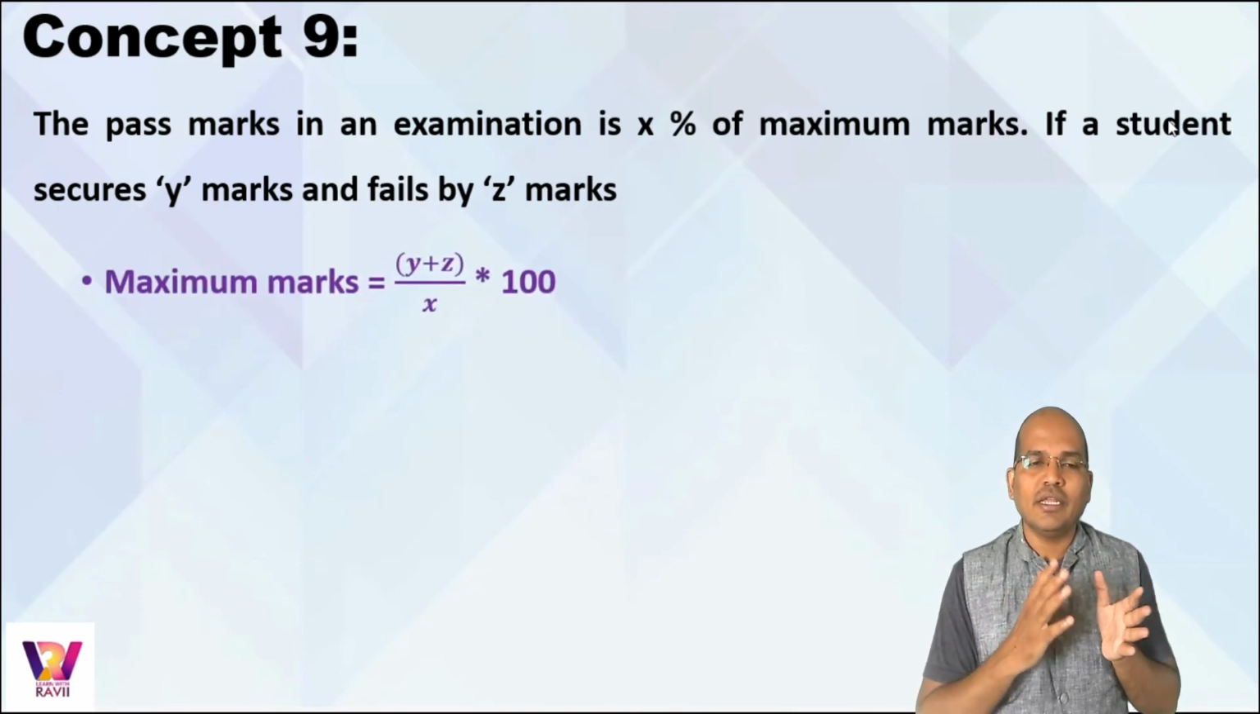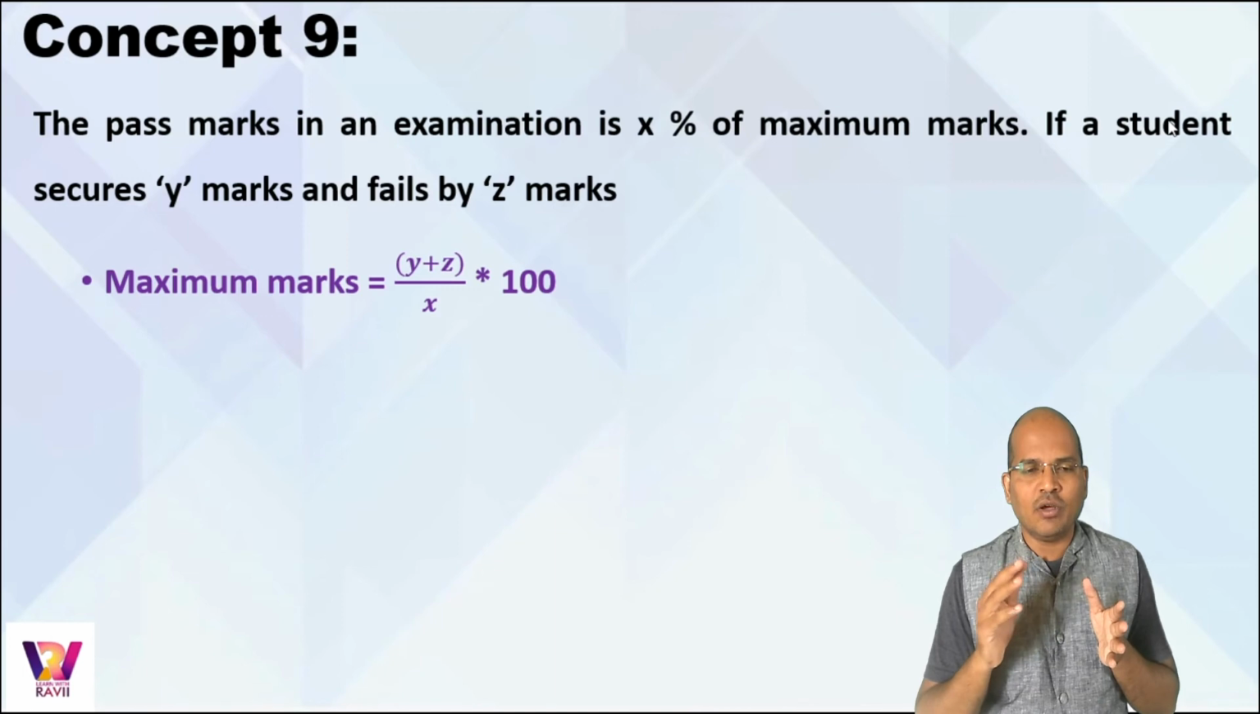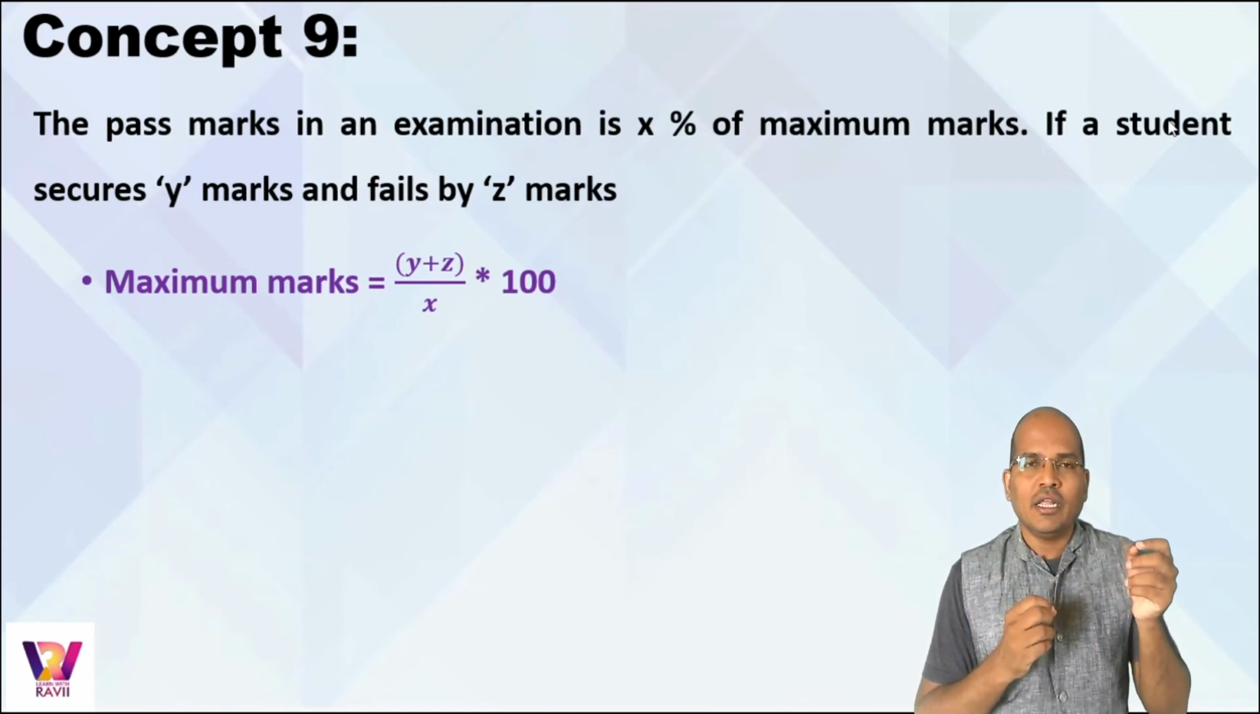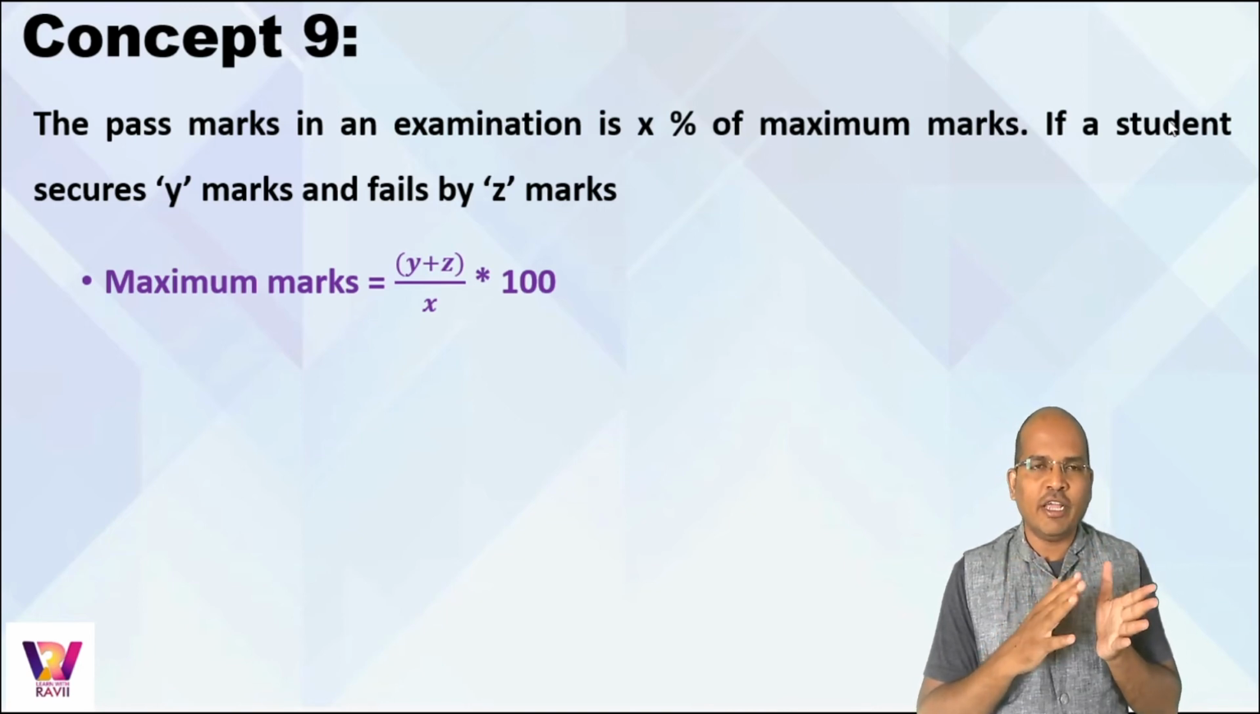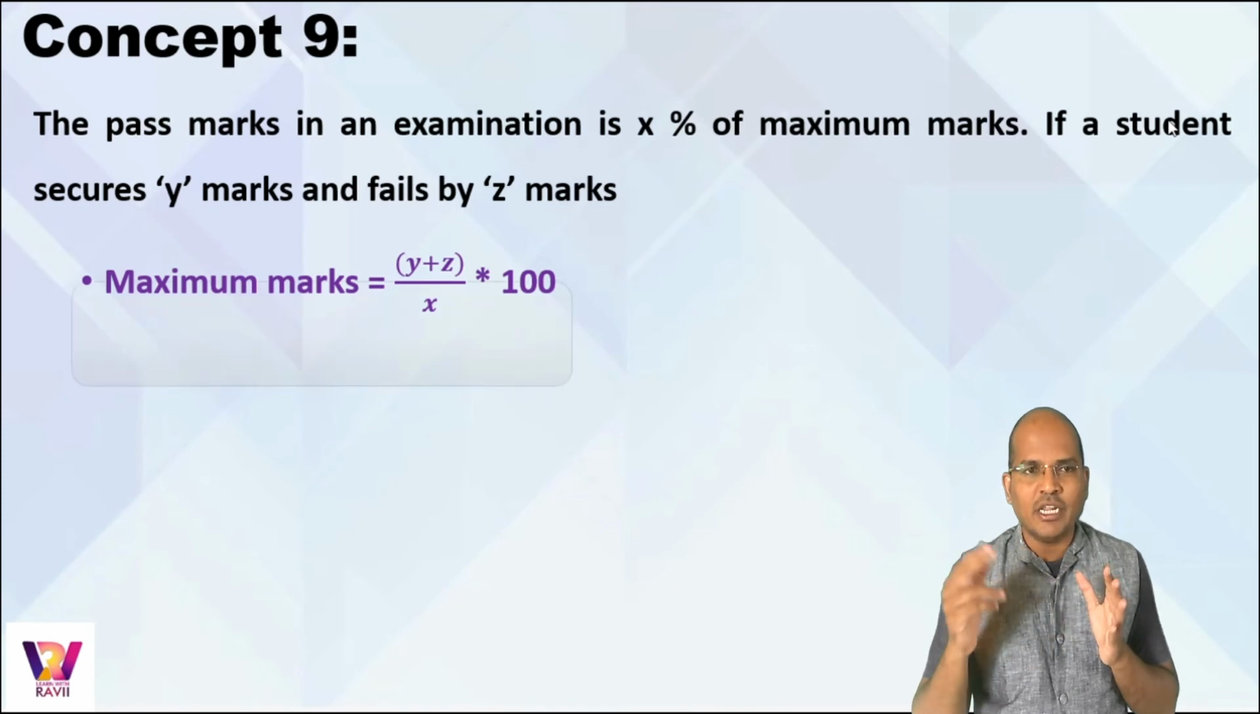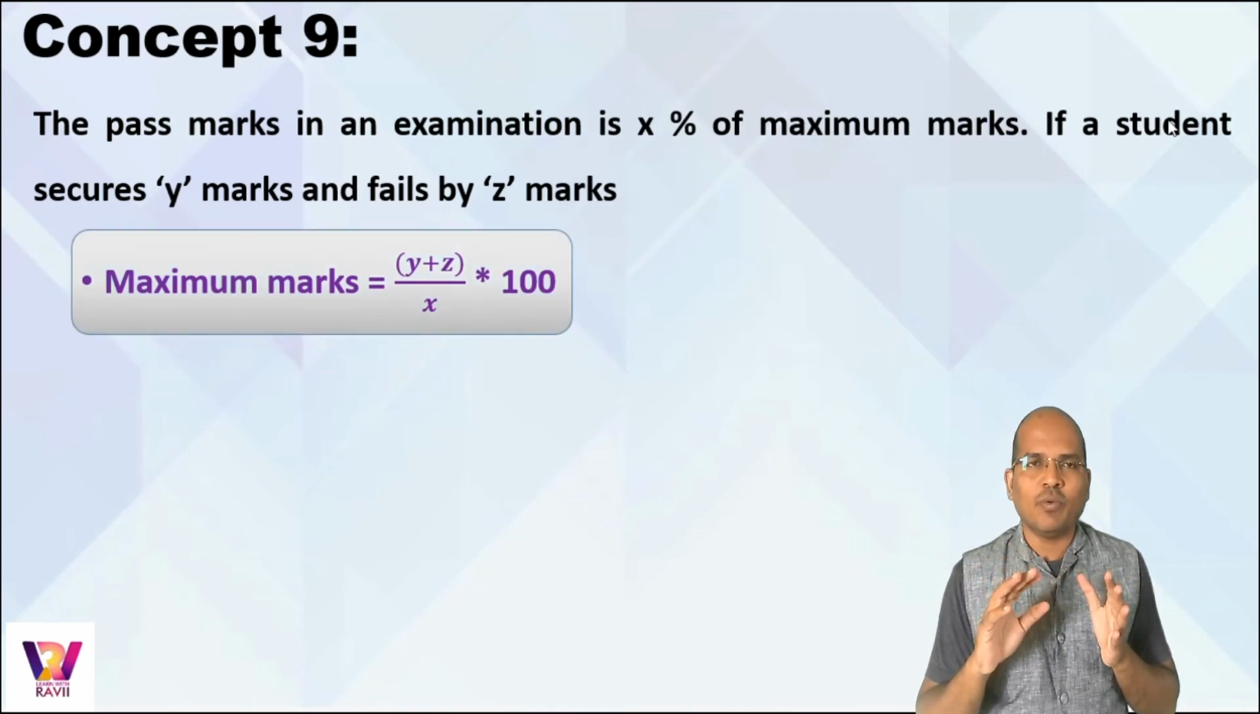The maximum marks is given by (y plus z) on x times 100, where x indicates the pass percent of maximum marks, and you find y and z on the screen. It is as simple as that. So we'll see an example on it, do not worry.